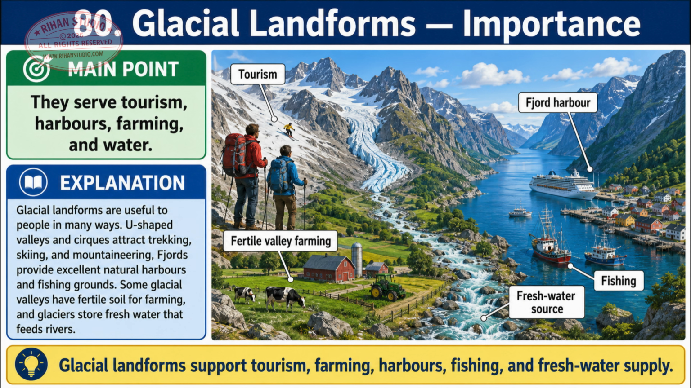U-shaped valleys and cirques become tourist spots for trekking, skiing, and mountaineering. Fjords make excellent natural harbors and fishing grounds. Some glacial valleys have fertile soil for farming. And the glaciers themselves are vital stores of fresh water that feed the rivers millions of people depend on.